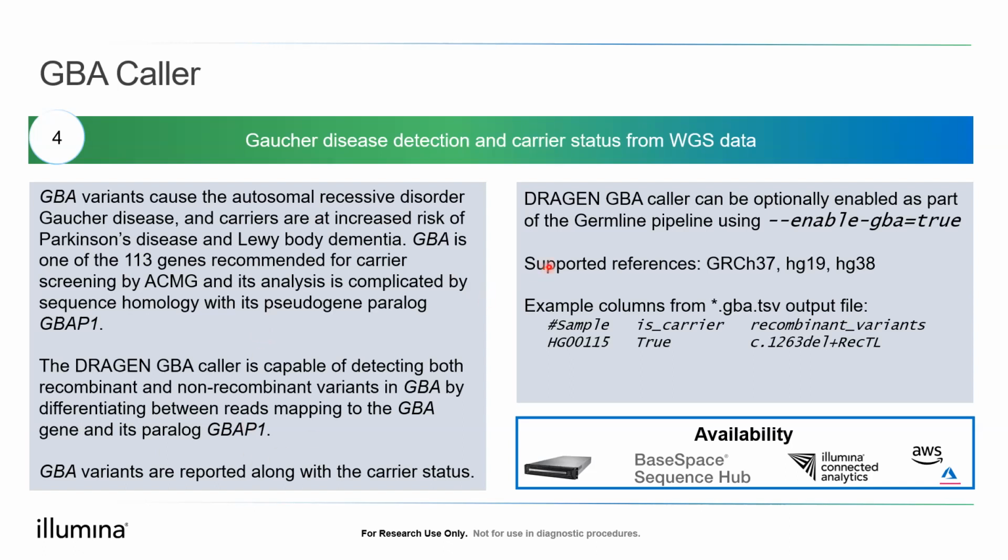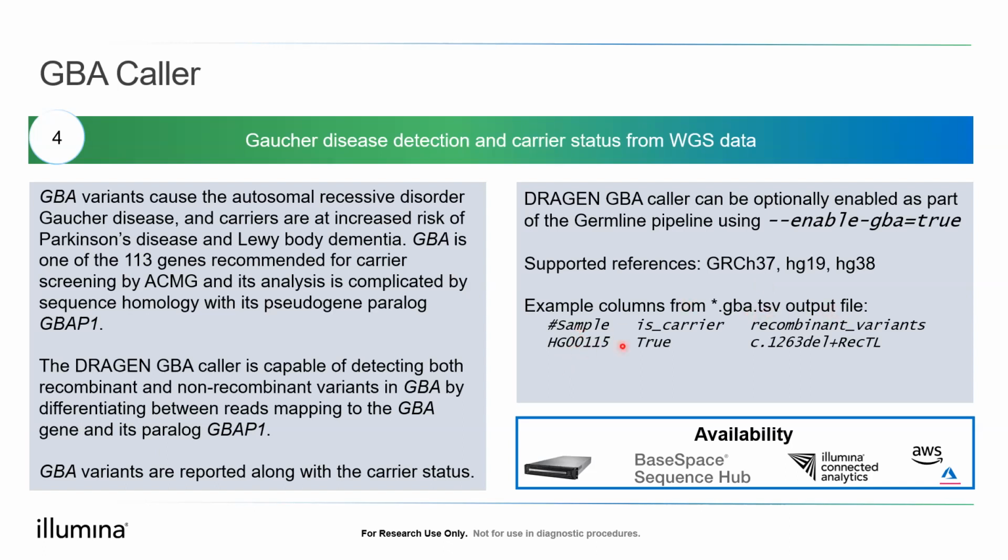So the way to enable this caller is, again, like if you're familiar with the other targeted callers we have in DRAGEN, a single command line option. You just set enable GBA to true. And all references, at least the commonly used references, are supported in here. And the output of this GBA caller is an output file in TSV format.